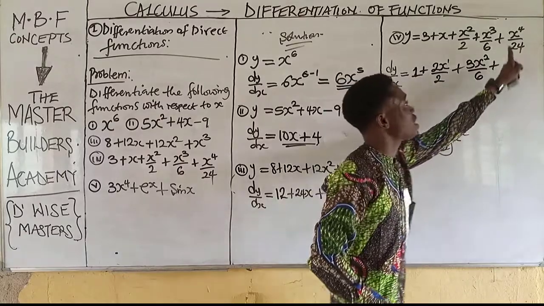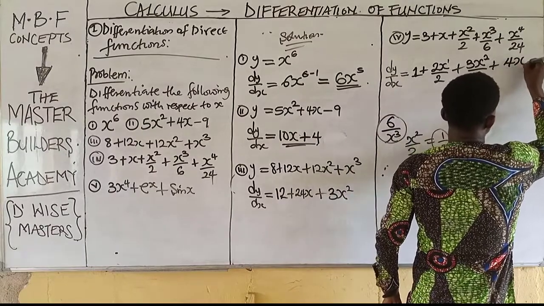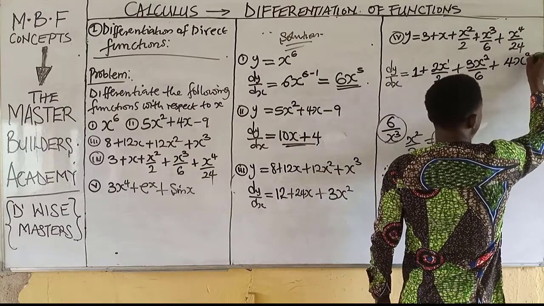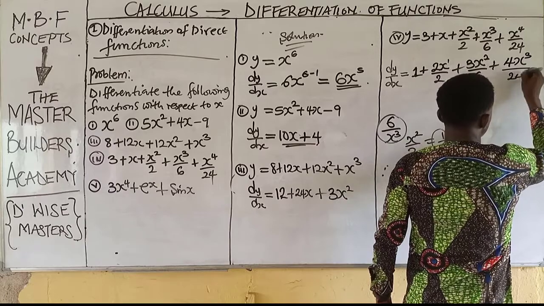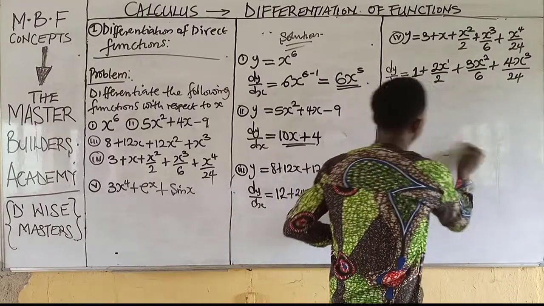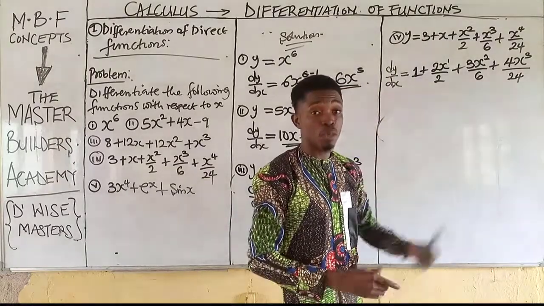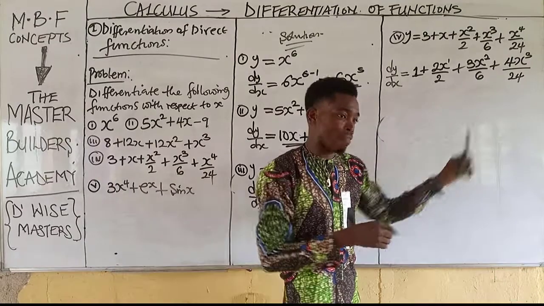Then plus, when we differentiate x raised to power 4, we will bring down 4. Then reduce 4 by 1, we have x raised to 3 all over 24. Now, the next thing we quickly do is to find out if we can reduce this equation. Of course, it is possible to reduce this equation that we have here.